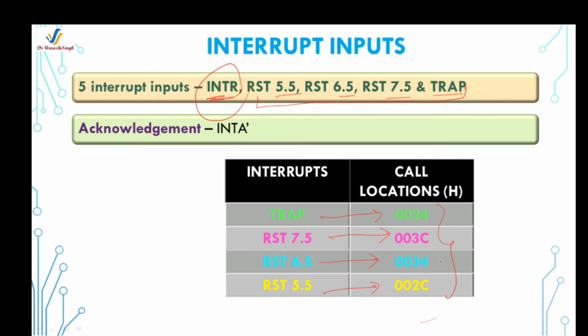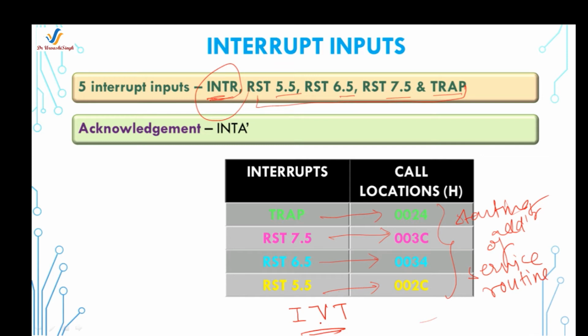And here the starting address of the service routine is mentioned, and this service routine is the service request or the task that the external device wants the microprocessor to perform. Okay, so this table is called the interrupt vector table. This is a very important table.